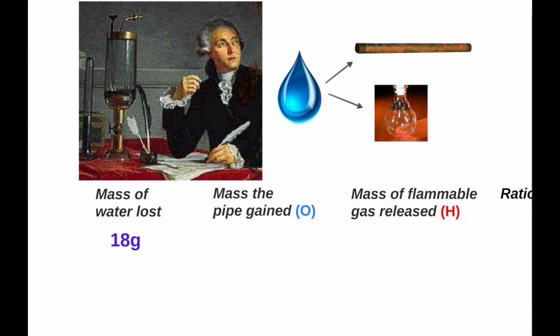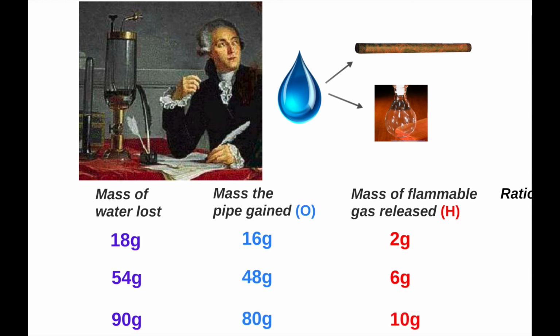In one test, he might have found that 18 grams of water was lost, the pipe gained 16, and there were 2 grams of hydrogen. In another, he might have noticed that 54 grams of water was lost, 48 grams of mass was gained by the pipe, and 6 grams of hydrogen were collected. Finally, 90 grams of water was lost in one case, with 80 grams of oxygen being gained in the pipe and 10 grams of hydrogen being collected.